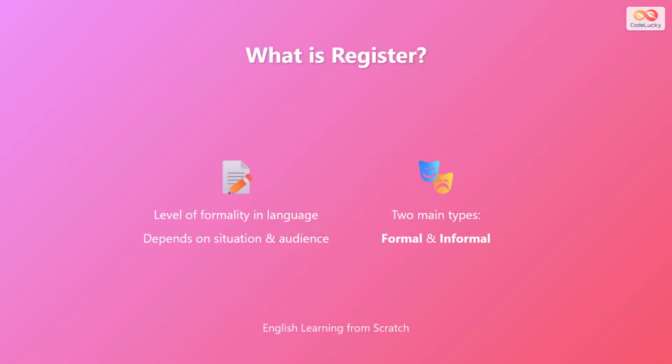Register is the level of formality in language. It's like having different ways to speak. The register you choose depends on your situation and your audience. There are two main types of register in English: formal and informal. Knowing the difference helps you communicate better in any situation.